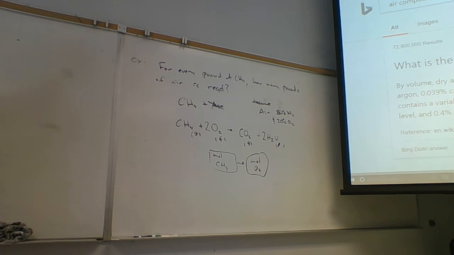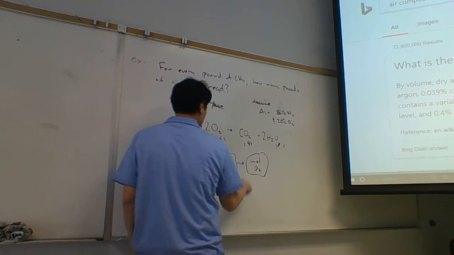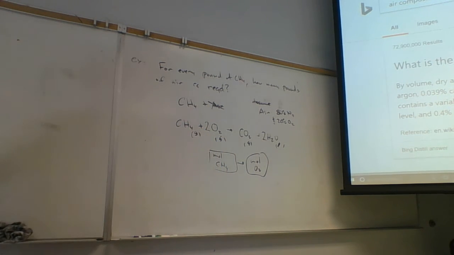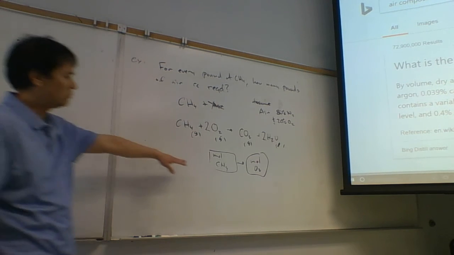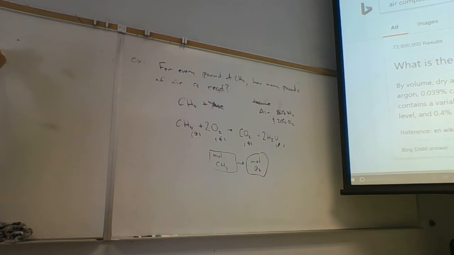This is the center of the map, and we always want to go to the center of the map here and then make our conversions. And so what we're going to do is start off with pounds of methane. And from pounds of methane, we'll go to grams of methane. And then from grams of methane, we'll go to moles of methane, because we know the molar mass of methane. Okay, so once we're at moles of methane, then we're here. So we can go from moles of methane to moles of O2.